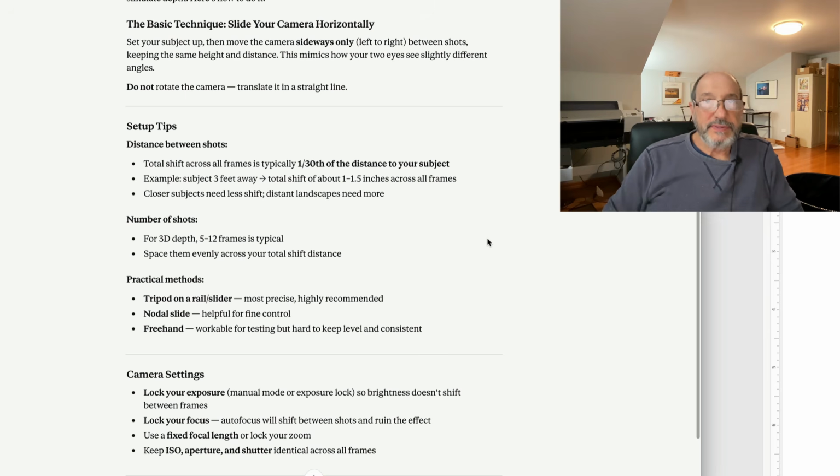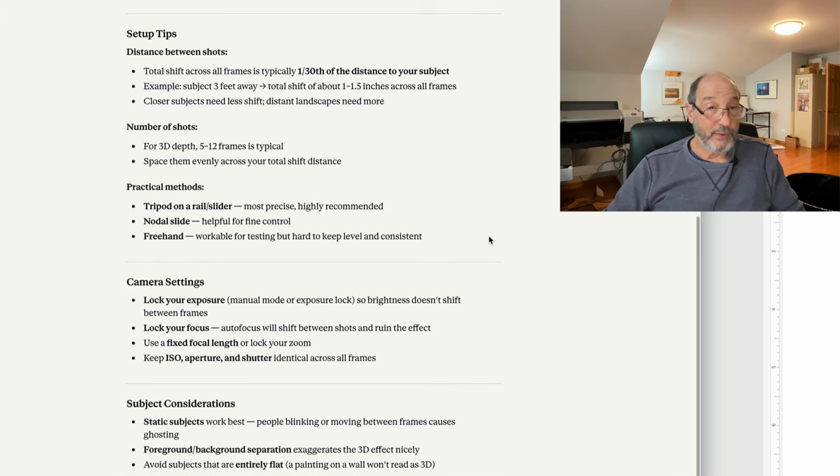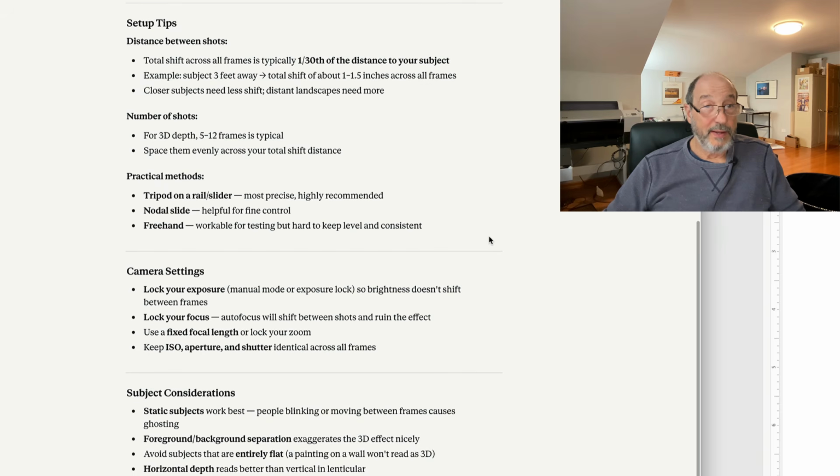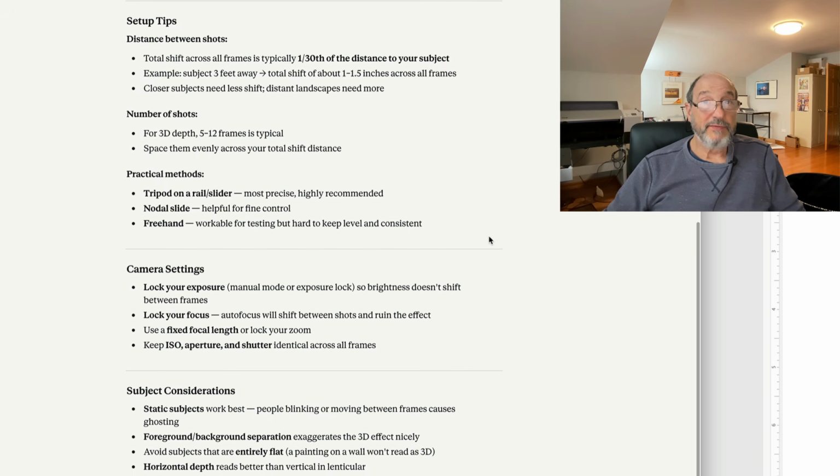Usually people will divide the PPI of their printer by the LPI of their lens to get a starting point, and that's usually a value much higher than 5. Practical methods. Tripod on a rail slider. Probably that should be a rail slider on top of the tripod. Nodal slide, helpful for more control. Freehand. Workable for testing, but hard to keep level and consistent.